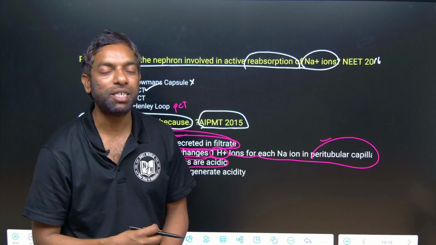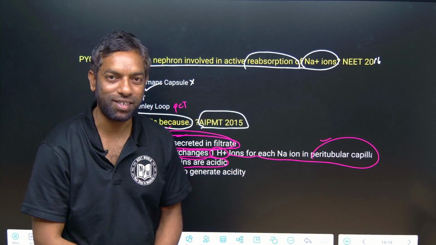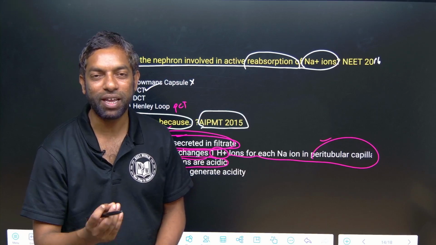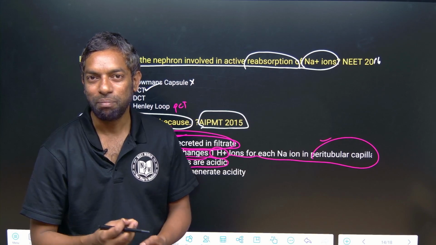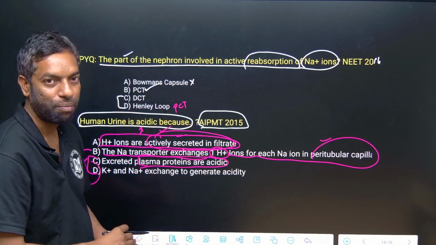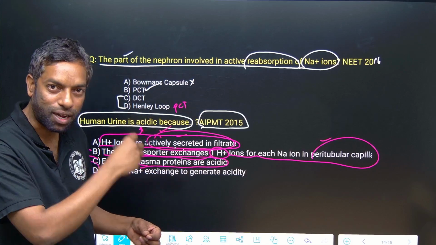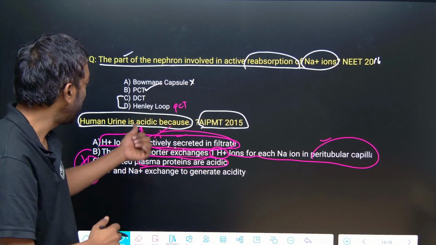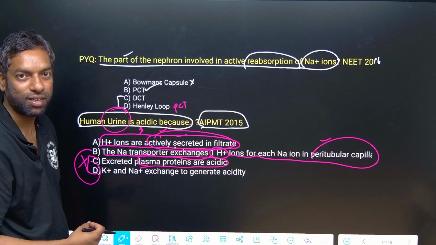If H plus ions enter the blood, what does it mean? Blood pH changes. Peritubular capillary is nothing but blood, right? But if H plus ions enter the renal tubule, the PCT part, they are secreted from the blood into the lumen of the nephron, which maintains urine pH. Very simple, use common logic.